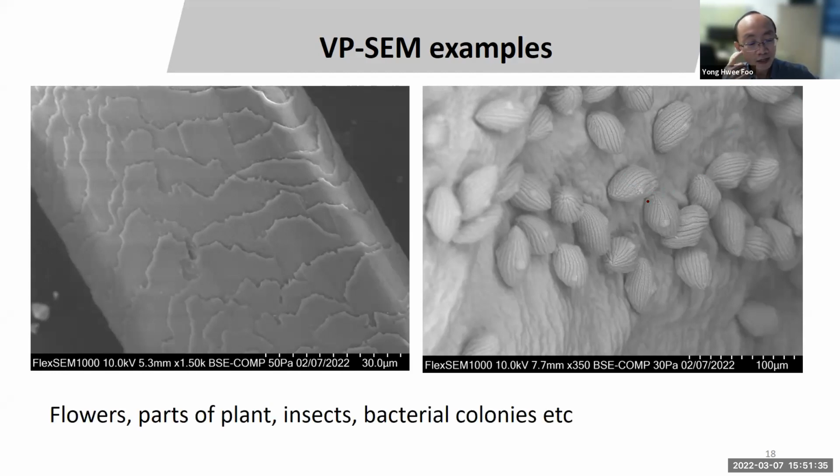In addition, there are users that have used our VP SEM, and they have imaged a variety of samples. Unfortunately, I can't show you the images because those are not taken by me. Some groups have imaged flowers, parts of plants, insects like ants, and I have seen users imaging bacterial colonies, just like the S. epidermidis images which I showed you a couple of slides earlier.